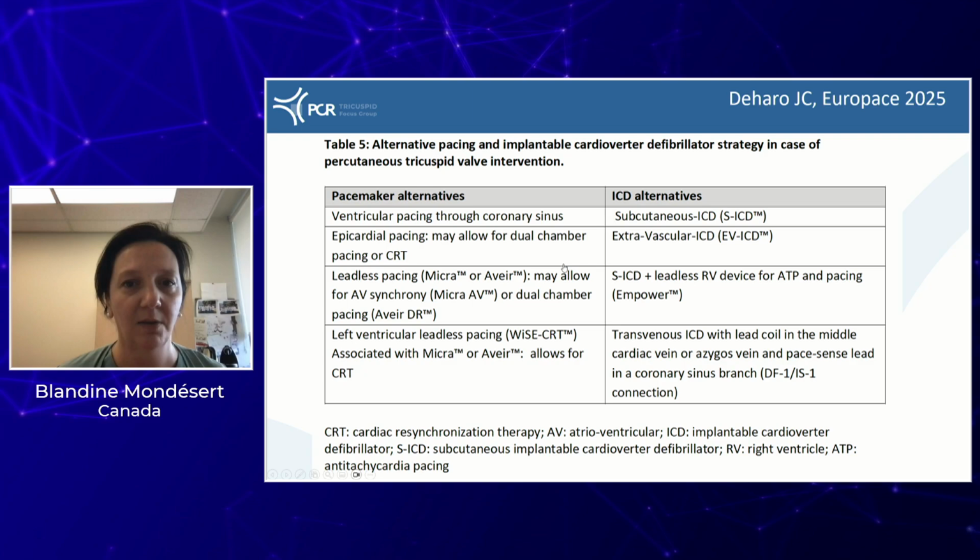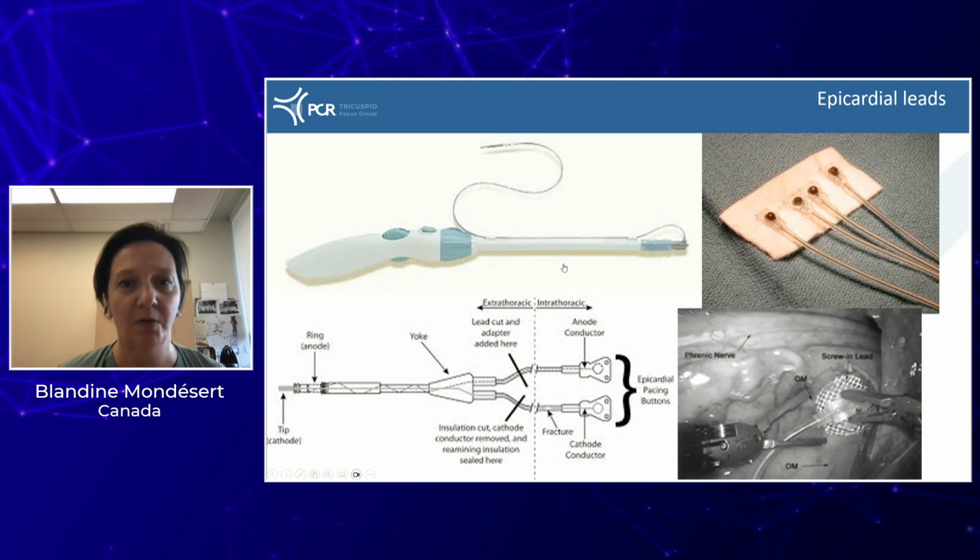And on the right side of the slide, the ICD alternatives: the sub-Q ICD, the extravascular ICD, the leadless with the Empower system, and the transvenous ICD with a coil in the azygos vein. So I am going to give you some examples of that kind of patient and the possibilities that we have to avoid the tricuspid valve.